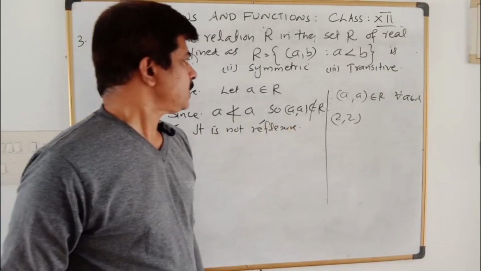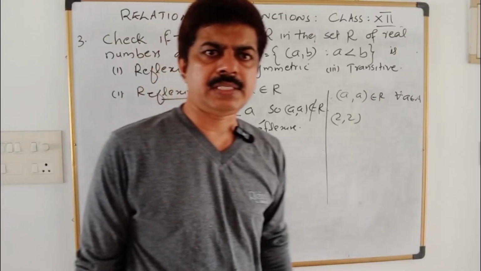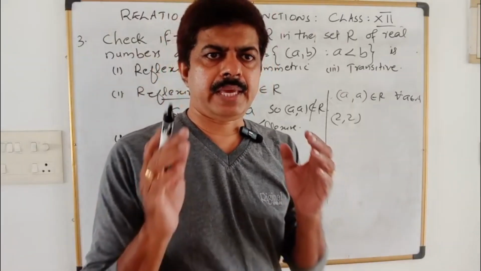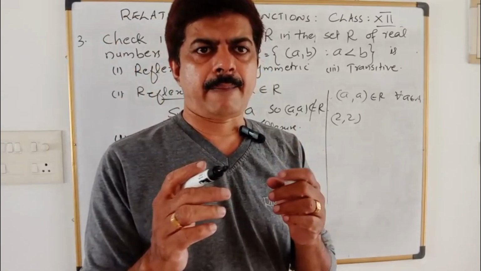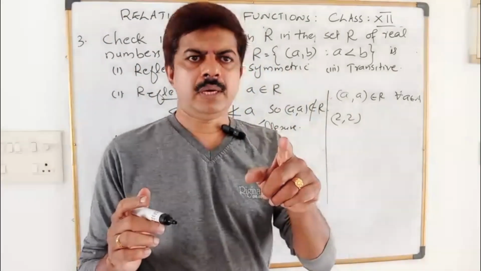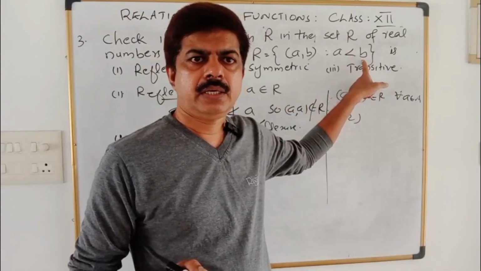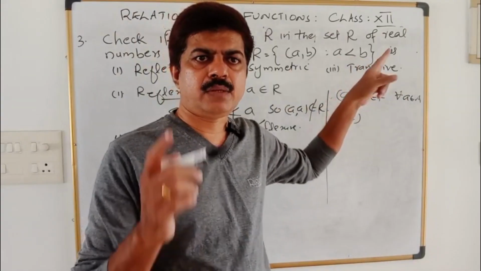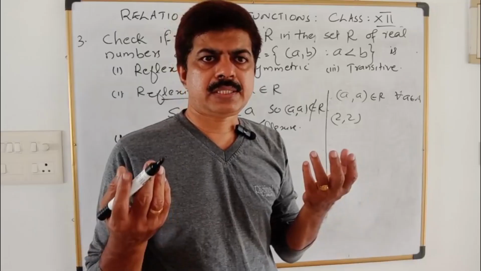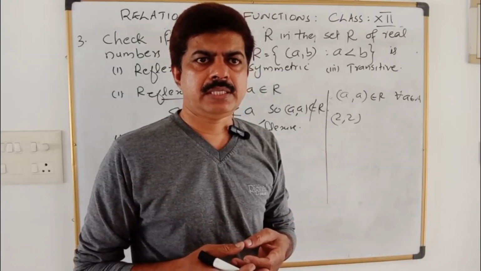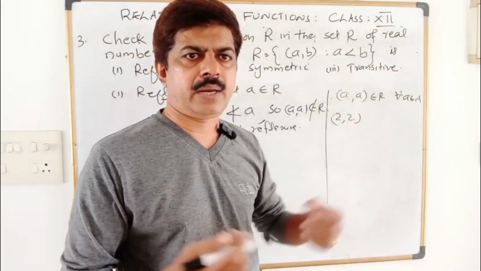it is not reflexive. Secondly, we have to check whether the given relation is symmetric or not. Symmetric means if AB belongs to R, implies BA belongs to R. Suppose we are taking 2, 3. 2 less than 3 is correct. But can you say 3 less than 2? That is not possible. So it is not symmetric. A less than B is possible, but B less than A cannot be.